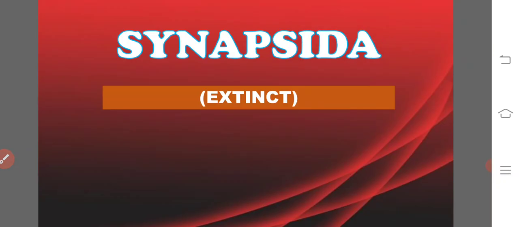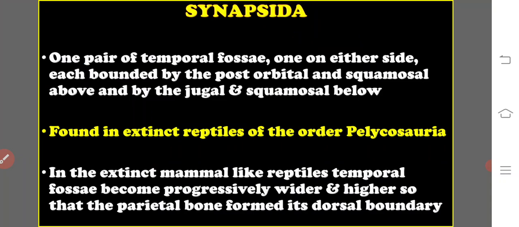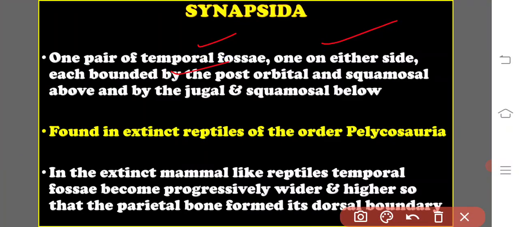And coming to the next one, the Synapsida type of skull, it was also seen in the extinct forms. Here one pair of temporal fossae are present, one on either side, each bounded by the postorbital and the squamosal above and by the jugal and squamosal below. So above is covered by postorbital bone and the squamosal bone, whereas the below side by jugal bone as well as the squamosal bone. Found in extinct reptiles of the order Pelycosauria. So they were no more.